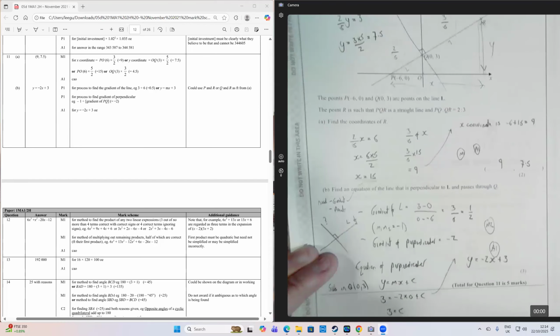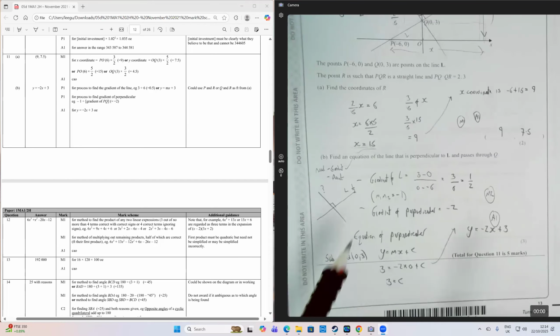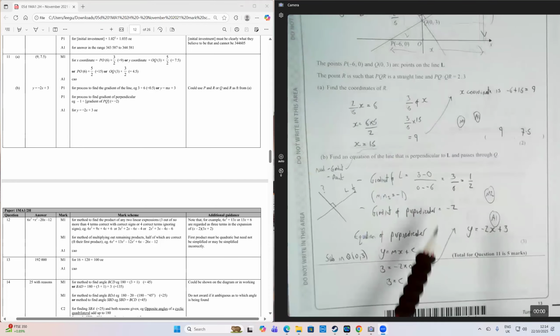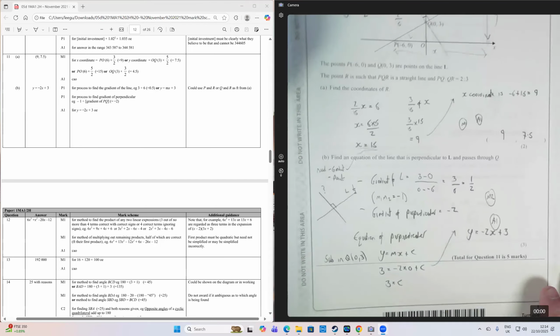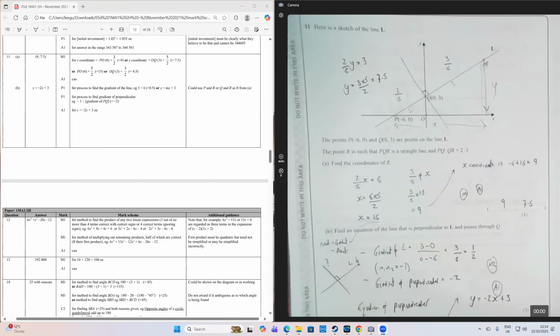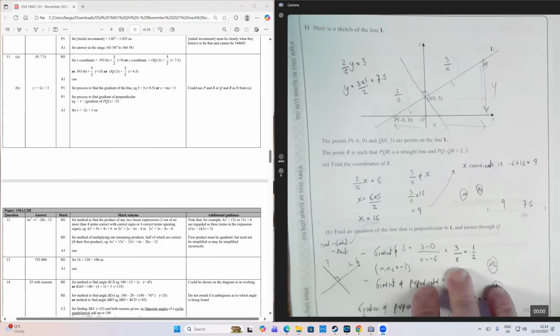Now we write down y equals mx plus c, and we sub in the point (0, 3) and a gradient of -2. The point has a y value of 3 and x value of 0. Subbing into y equals mx plus c together with our gradient of -2 gives us that c is 3. So the equation of the line that we're after is y equals -2x add 3. And that is question 11 done, which I think is quite a tricky question.